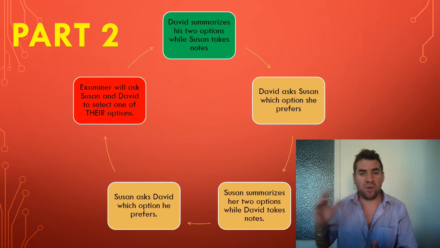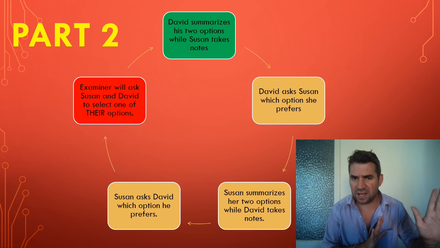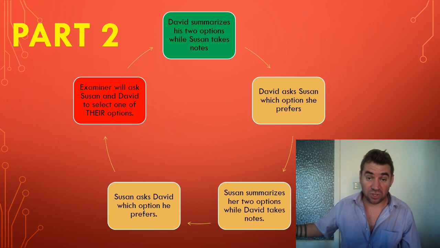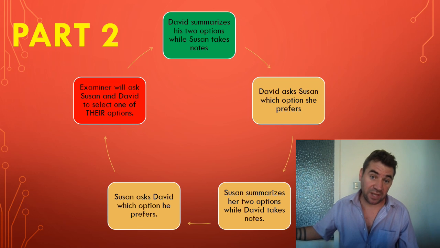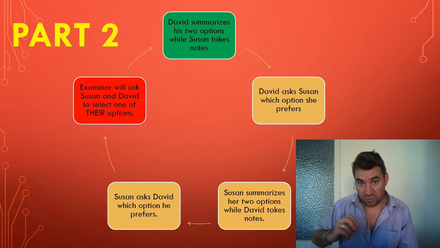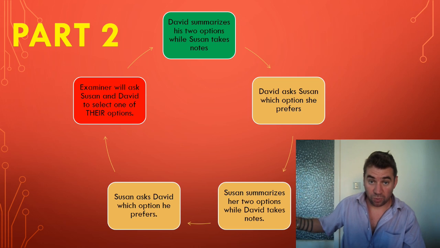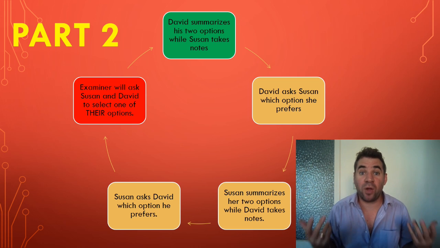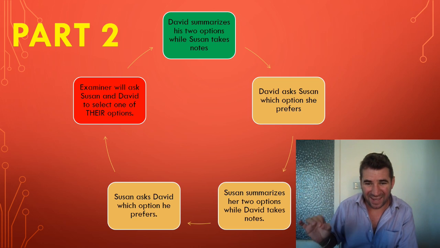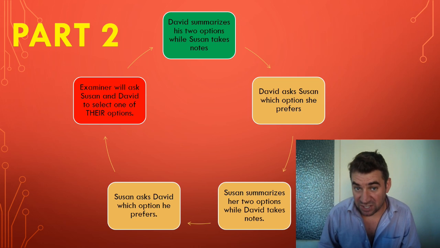She'll give him a very quick response: "I prefer this one because of this." Very quickly, 10 seconds, 15 seconds. Then it's Susan's turn to summarize her 2 options to David, and David's taking notes while she's doing this. After which, Susan will turn to David and say, "So, which of my options do you prefer?" And David will give her an answer and a tiny description of why. Very tiny. And this pretty much finishes part 2.